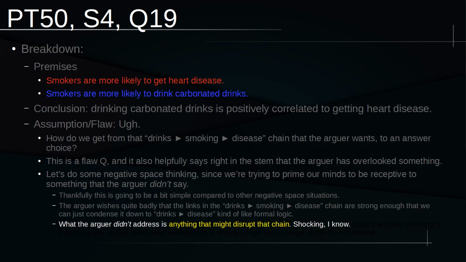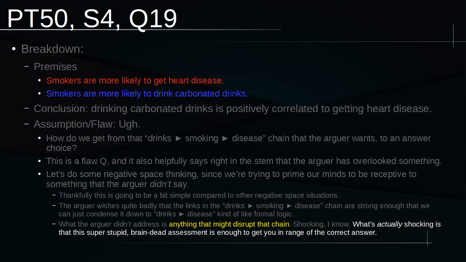Negative space, of course, is less about what the arguer has said, but what the arguer has left out. What the arguer didn't address is anything that might disrupt that chain. Shocking, I know, if you want the chain to be a good thing, it's not a big surprise that you don't really address and embrace concepts that contradict that chain. What is actually unironically shocking, though, is that this super stupid, brain-dead assessment that I just came up with, this whole idea that the arguer wants the chain to work, so the arguer didn't spend any time talking about how the chain might not work, that really ultimately superficial assessment is actually enough to get you in range of the correct answer in this situation.